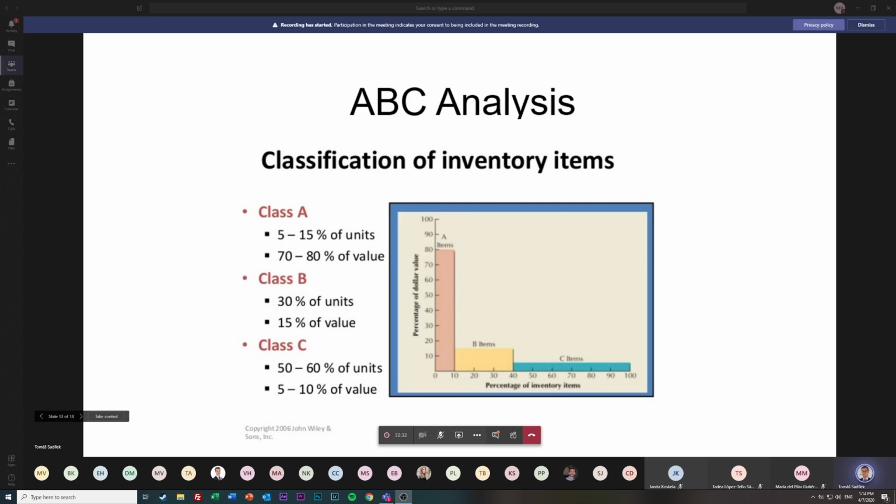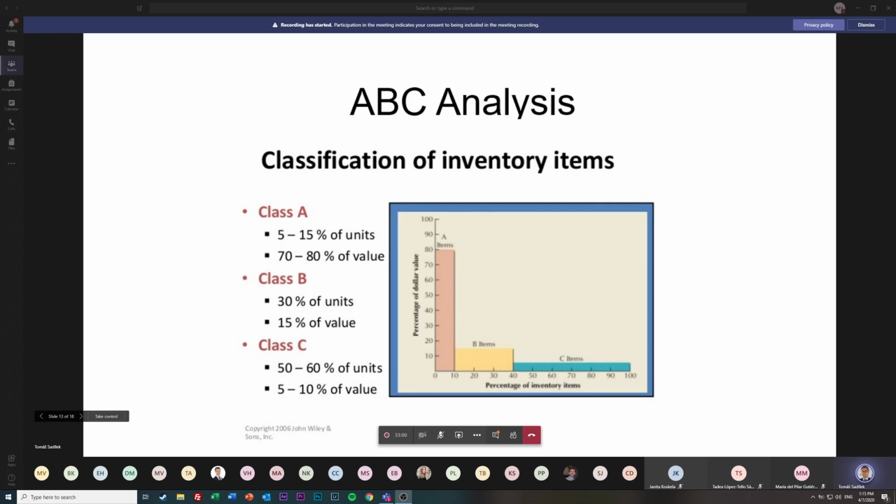These A items take together around 70 to 80% of all value of all items. Then there is class B. Class B typically has more products because they take 30% of all units, but they are only 15% of the value of all products. And class C, typically 50 to 60% of units, but they take 5 to 10% of value.